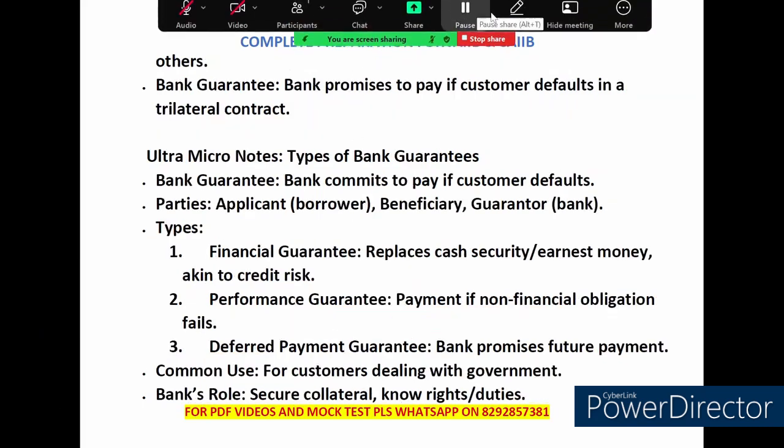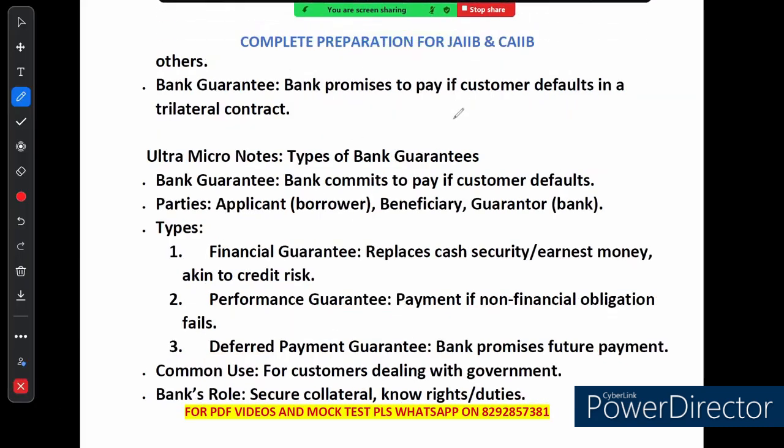Now let's talk about the bank guarantee. So in a bank guarantee, the bank acts like a surety, right? And promises to pay if the customer defaults. I hope this makes the role of surety clearer for you.